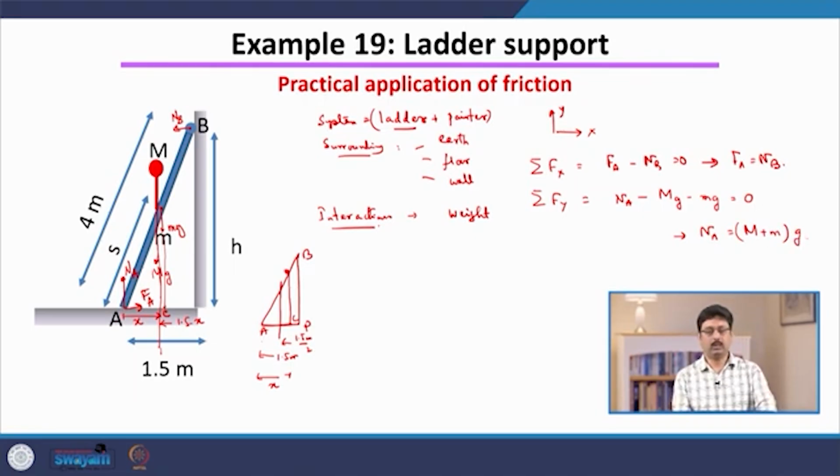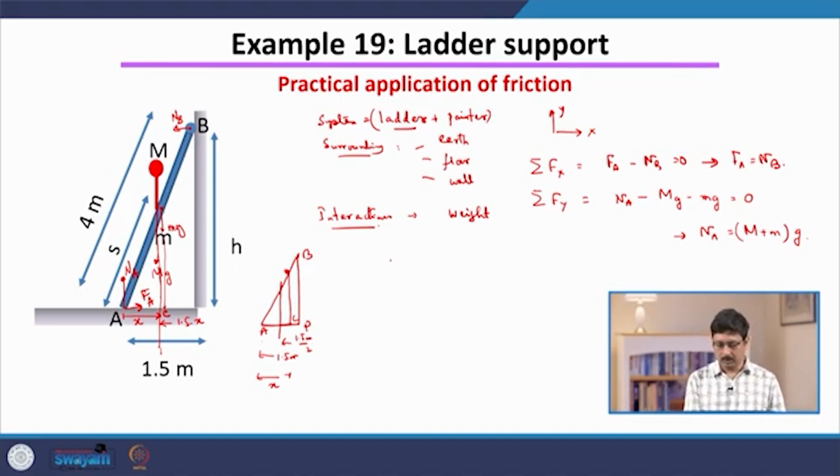So, let us ask what are the unknowns in this case. The unknowns are 3: the components of contact force at A, NA and FA, and the component of contact force NB at the contact B. So, we have 2 equations and 3 unknowns. So, we need one more equation that comes from the torque balance condition.